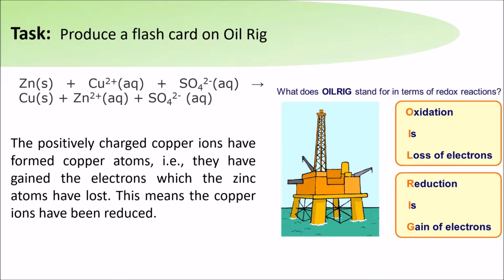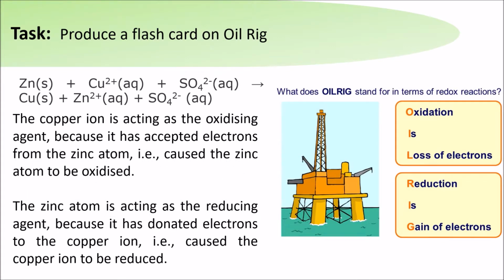The positively charged copper ions have formed copper atoms, so they've gained electrons. This means that the copper ions have been reduced.